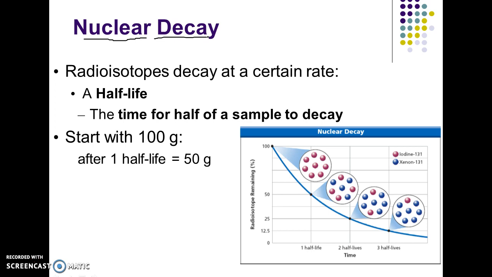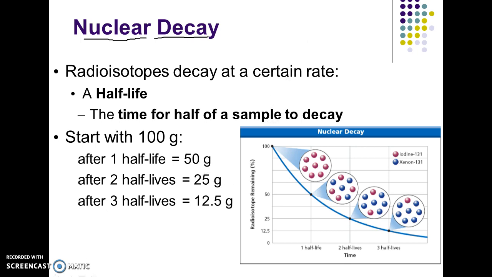If we go through another half-life, we will have 25 grams. If we go through 3 half-lives, we will have 12.5 grams. And if we go through 4 half-lives, we will have 6.25 grams. Notice how each time we go through a half-life, we divide our mass by 2.